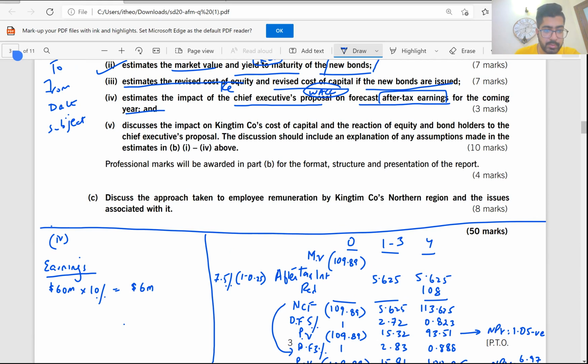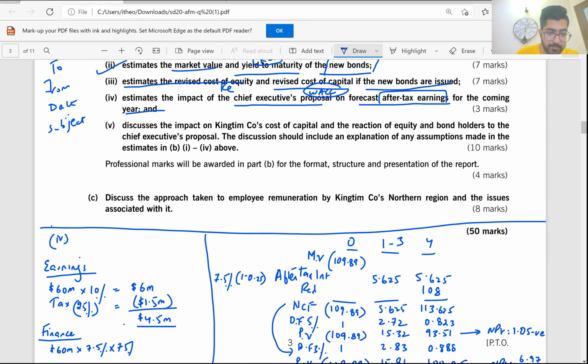$6 million. Okay. Tax will be paid at 25%, which is 1.5 million. So it will give a post-tax return of 4.5 million. Okay, but this 60 million is not with the company. It will be financed by debt. So on this 60 million, we have to pay 7.5% interest as well. Okay, but this interest cost will also be after tax, after 25% tax.